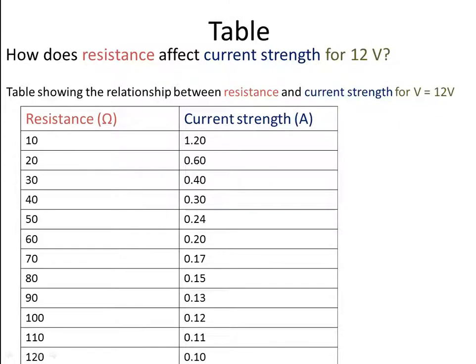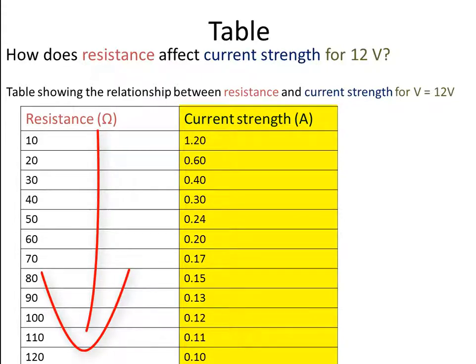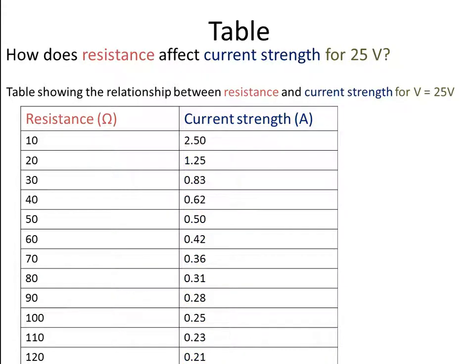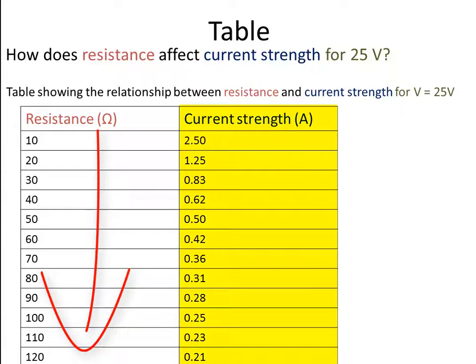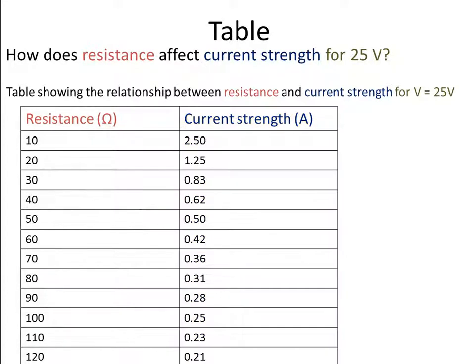This is the data for the 12-volt circuit. Can you see patterns in the data? The most obvious thing that we can see is that as the resistance is increased, the current strength decreases. This is the data for the 25-volt circuit, and we also see the same trend. As the resistance is increased, the current strength decreases. And notice that these values are higher than the corresponding values for the 12-volt circuit.